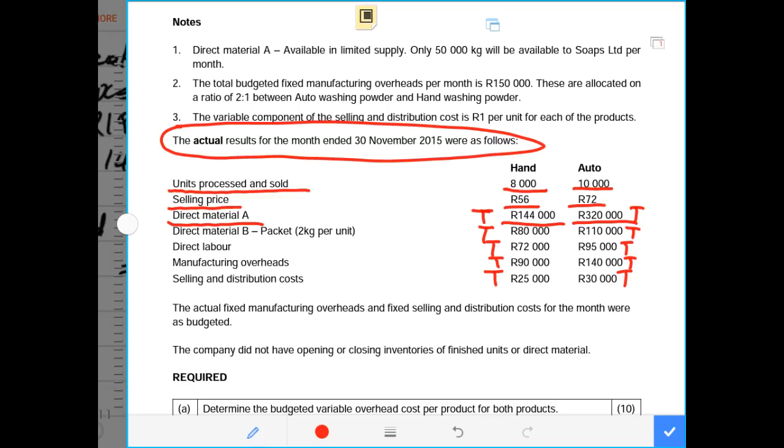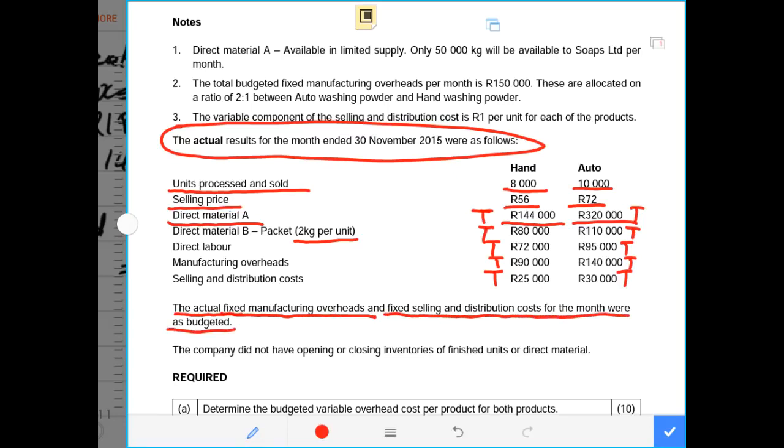Then now we take note that material B used the same 2 kgs, meaning whatever was planned in the standard mix, they mixed the same kgs per unit, which was 2 kgs per unit. Then we go to the sentence that says the actual fixed manufacturing overheads and fixed selling and distribution cost for the month were as budgeted.